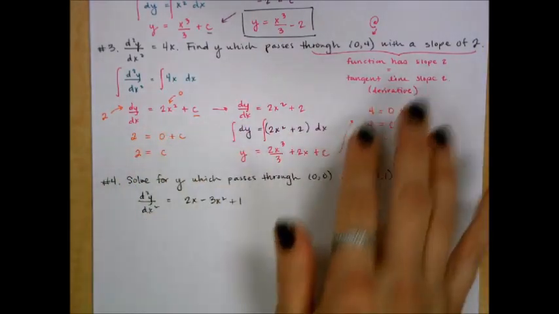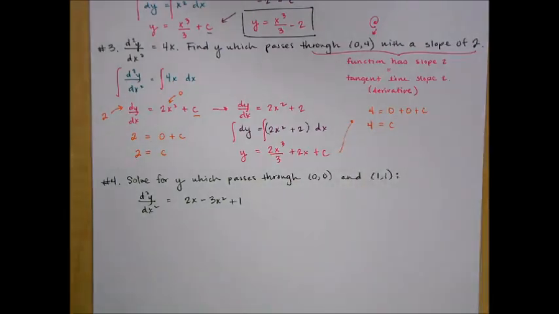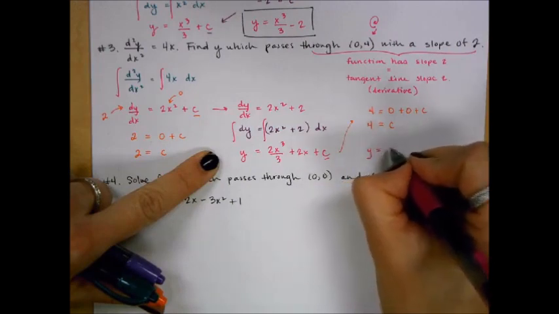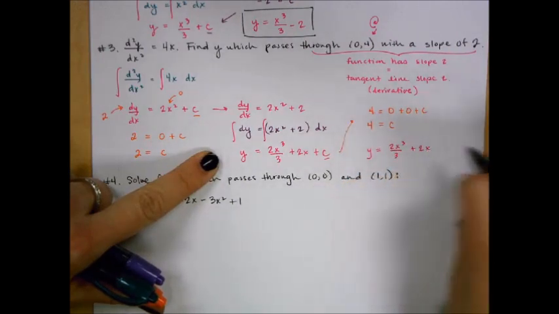So now that I have this value, I can write my final answer just by plugging it back in for c here. y is equal to 2x cubed over 3 plus 2x and then plus 4.